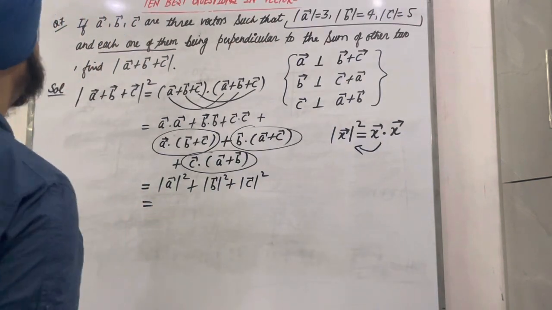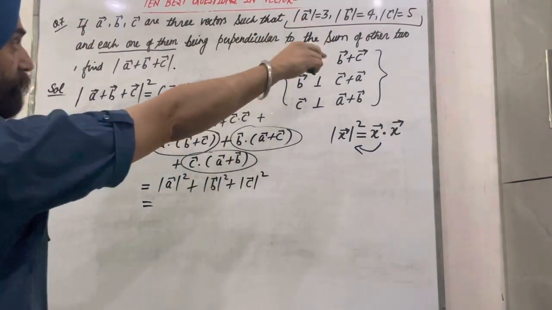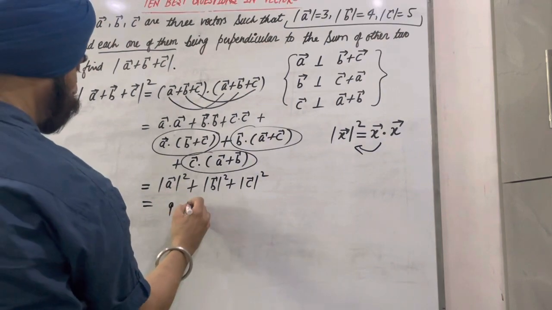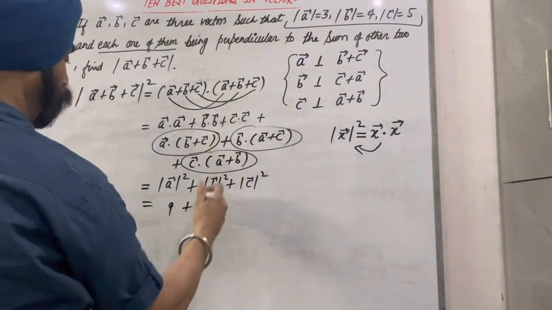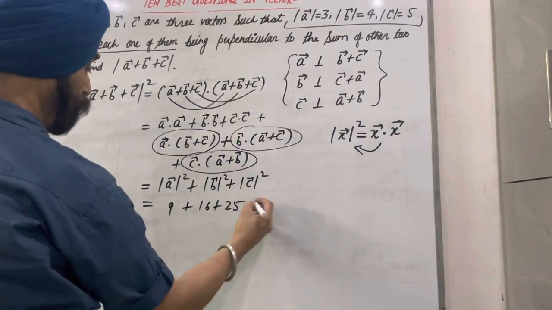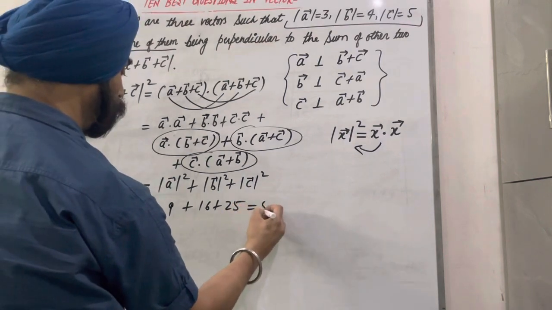Now the next information, they have given us the magnitudes. We haven't utilized them anyway. Magnitude of vector A is 3. So 3 square makes it 9. Magnitude of vector B is 4. 4 square makes it 16. Magnitude of vector C is 5. 5 square makes it 25. 16 and 9, 25. Another 25 makes it 50.